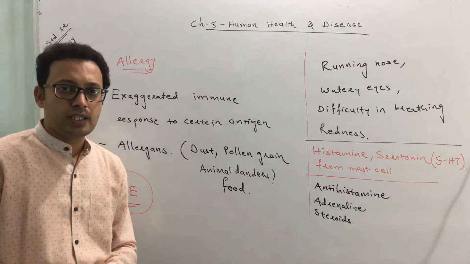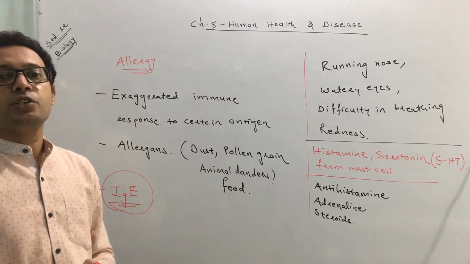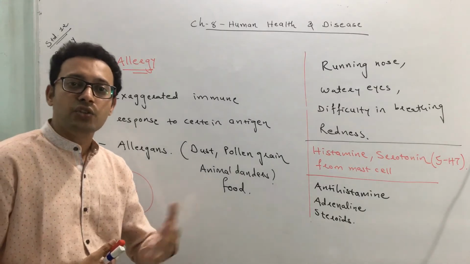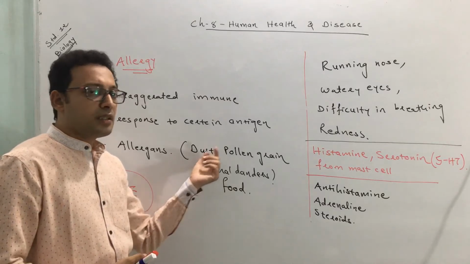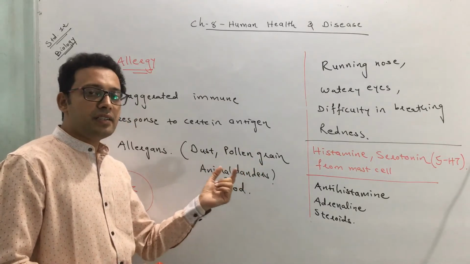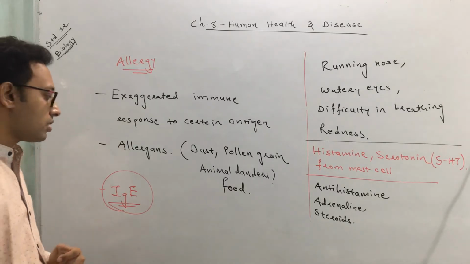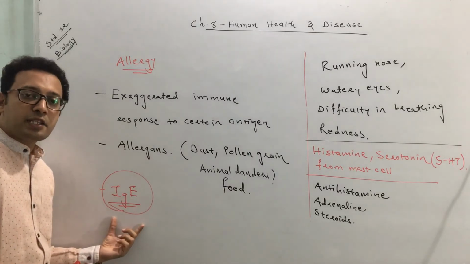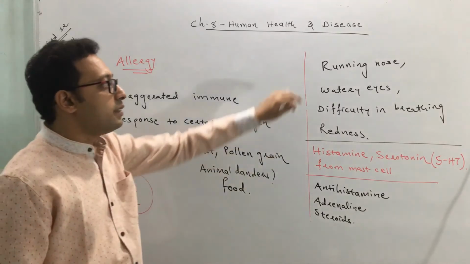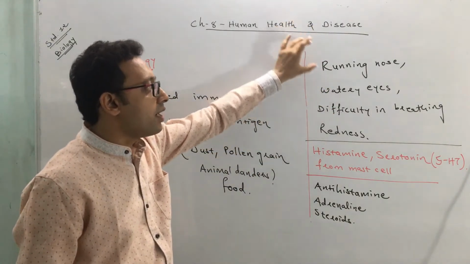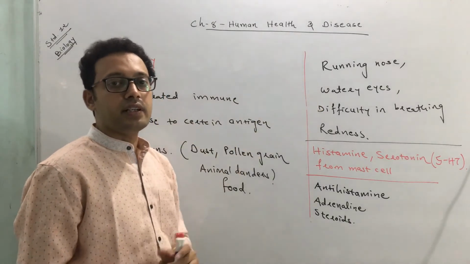Why it occurs, that we still don't understand, but it is believed that it may be due to some genetic mechanism and unknown reasons that allergy is possible. Dust, pollen grains, animal danders or certain animal foods act as allergens. The allergy is due to an antibody. Which antibody? IgE. Okay, and the symptoms of this allergy are runny nose, watery eyes, difficulty in breathing, redness.